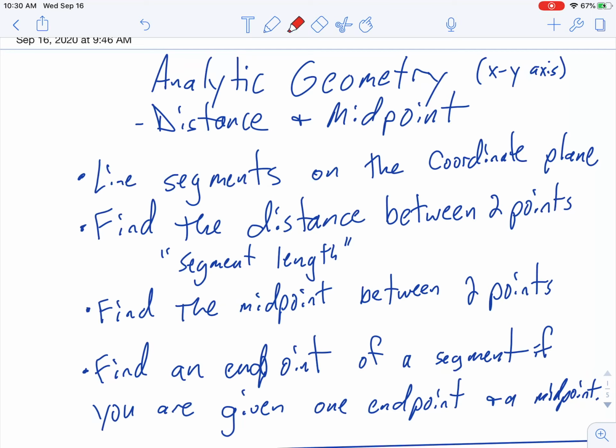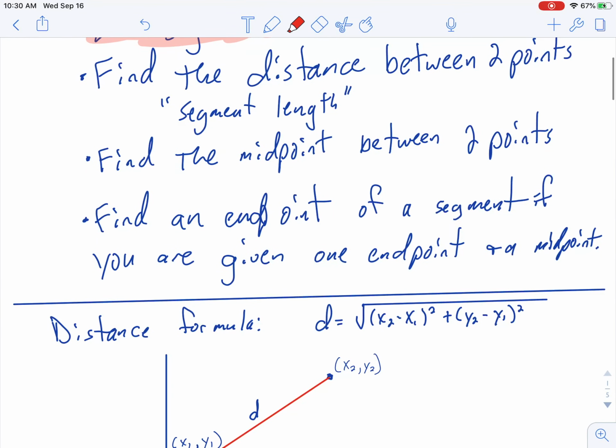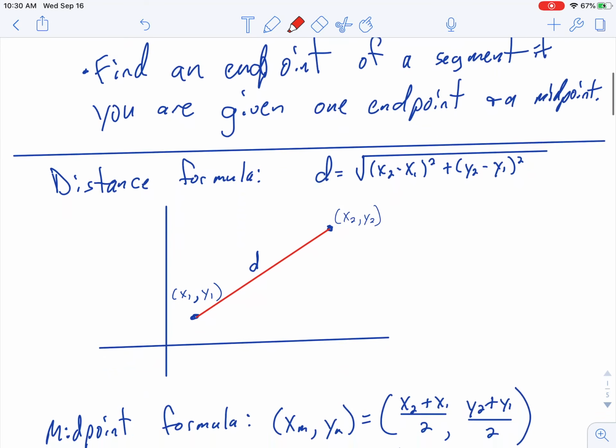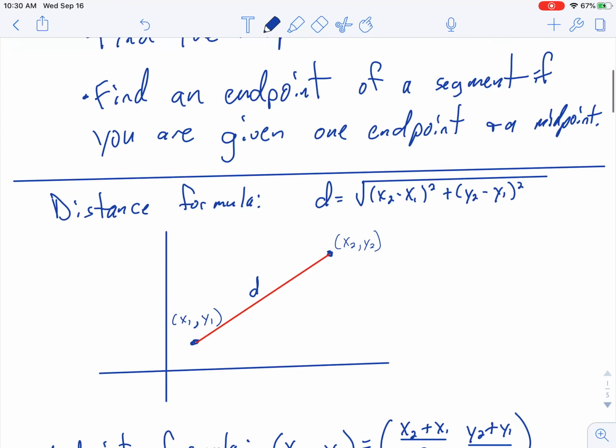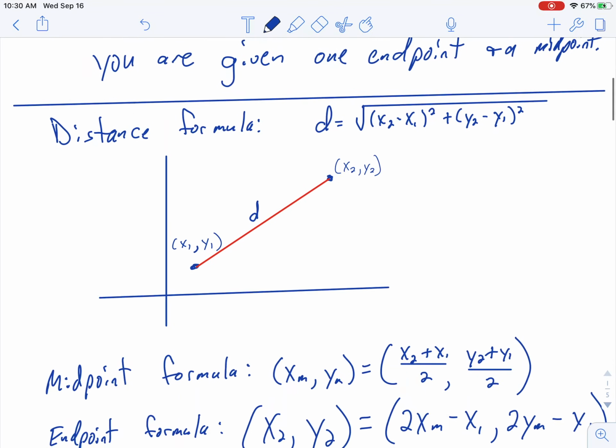So we will be dealing with line segments on the coordinate plane, or the xy axis Cartesian plane, like I said. For one thing, we will be finding the distance between 2 points, also known as segment length. We'll be finding the midpoint between 2 points, and we will also find an endpoint of a segment if you are given one endpoint and a midpoint. So hopefully if that doesn't make any sense to you, once we start getting into it, it will.